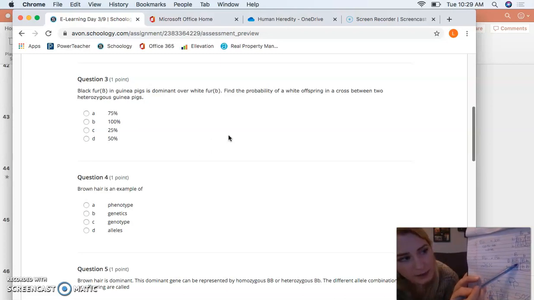I have one homozygous dominant, two heterozygous, and one homozygous recessive. So this answer is 25%.